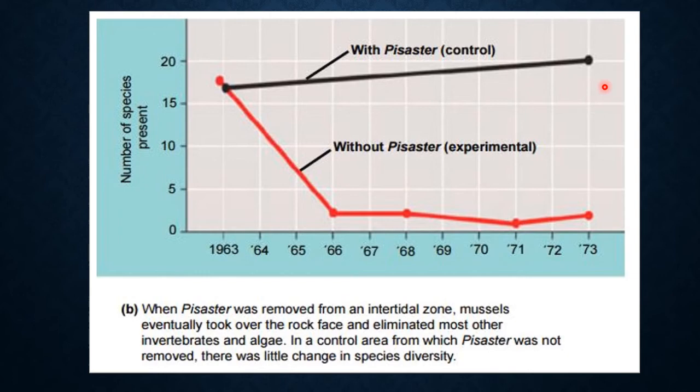So yeah, this was a huge revelation that by removing the top predator in an ecosystem, you can cause the entire ecosystem to collapse. It's not that you're going to see the prey species all get huge, because what happens is one of the prey species, in this case it was the mussels, tends to dominate, outcompete the others, and the entire ecosystem becomes destroyed.